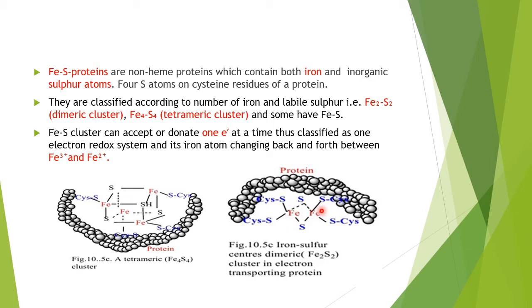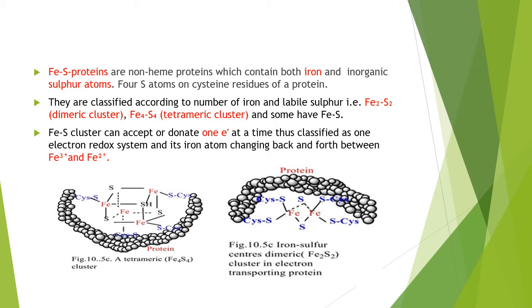But however many irons are present there, this unit acts as one. So an iron sulfur cluster can accept or donate one electron at a time, thus it is classified as a one-electron redox system. There may be a number of irons, but it will accept only one electron and donate one electron. It is the iron atoms changing back and forth between the ferric and ferrous states.